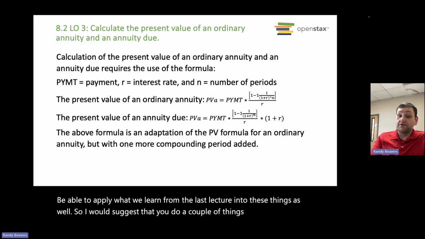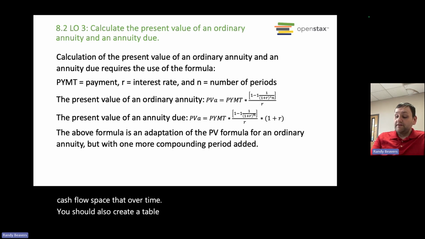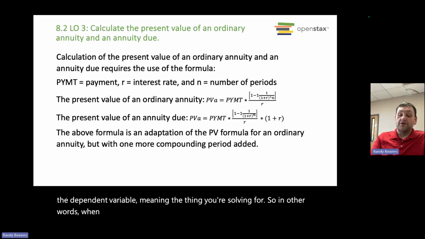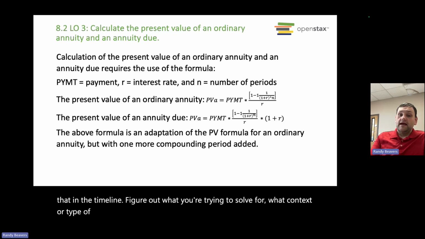First, you should create a cash flow diagram that shows the magnitude and sequence of the cash flow spaced out over time. You should also create a table that identifies the independent variables and the dependent variable, meaning the thing you're solving for. So in other words, when you're given a problem, write out all your data and also do that in a timeline. Figure out what you're trying to solve for, what context or type of situation you're in, and then go from there.